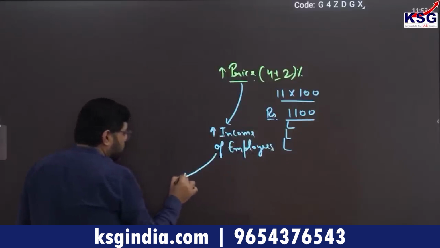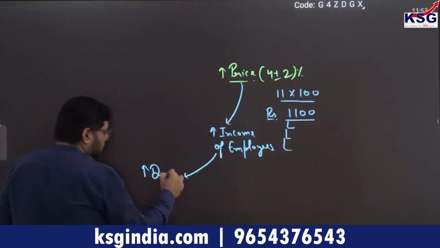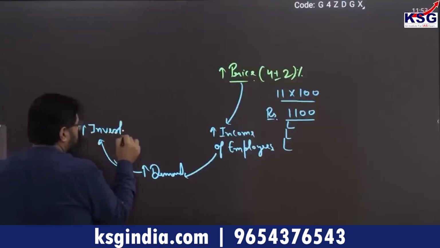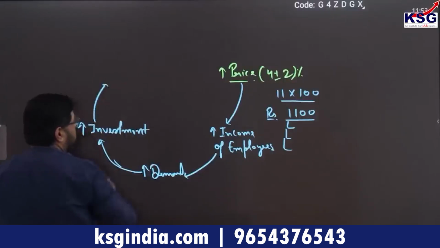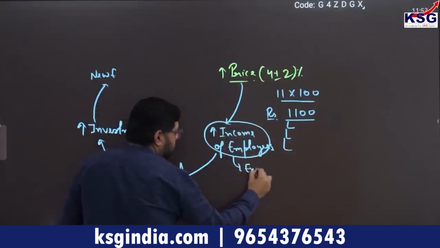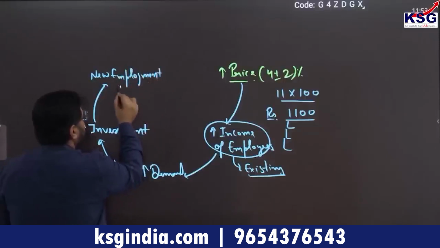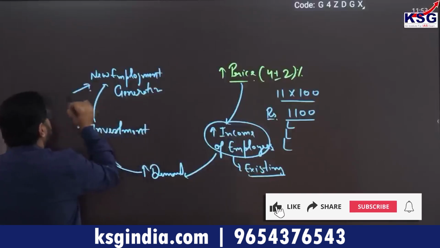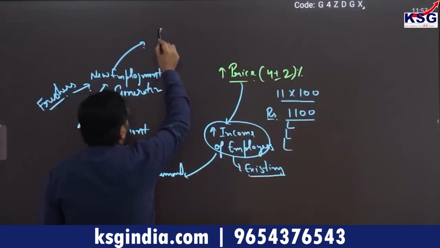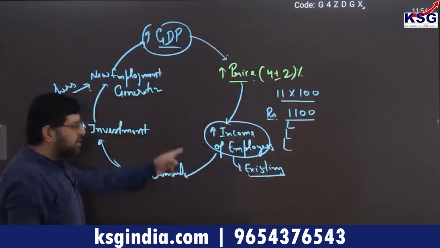Now once this increases, this increased income is responsible for increasing the demand. Now this increase in demand is further responsible for increasing the investment by the company owner. And when this increases, it means new employment generation. So this is for those already working, you can say existing employees. This will be new employment generation, so freshers will also get jobs, and ultimately this will lead to an increase in GDP, okay, and ultimately again price. So ultimately there is a relationship.